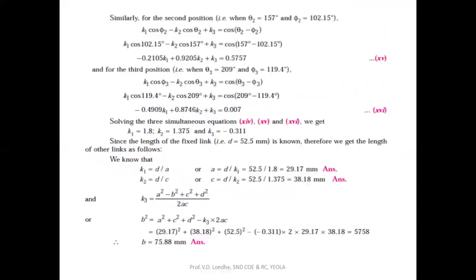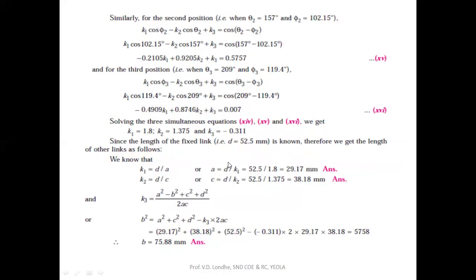After getting the theta and phi values, we have to put those values for the corresponding lengths. So what is the Freudenstein equation? It is cos of (theta minus phi) equal to k1 cos phi minus k2 cos theta plus k3. We have to prepare this equation for the 3 positions, first, second and third. Then you have to solve these simultaneous equations, and after solving them you will get the values of k1, k2, k3. After getting k1, k2, k3, you will directly put those values in the expressions derived in the formula for the Freudenstein equation.